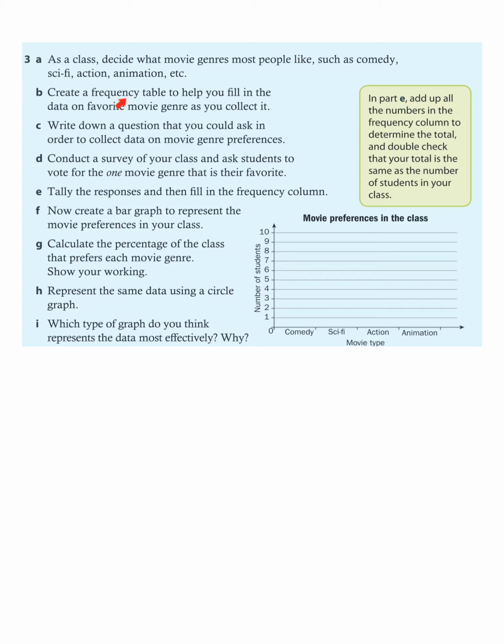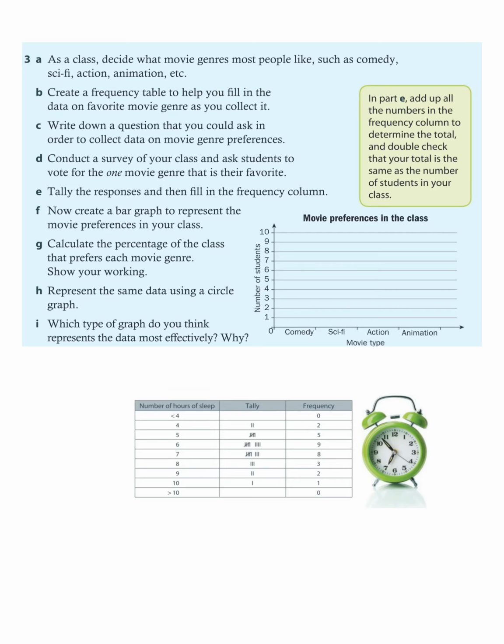It says for B, create a frequency table to help you fill in the data on your favorite movie as you collect it. So they'd like you to set up a frequency table. Let's remind you what that is. Back on page 212, we have this frequency table. It's just a number of hours of sleep.